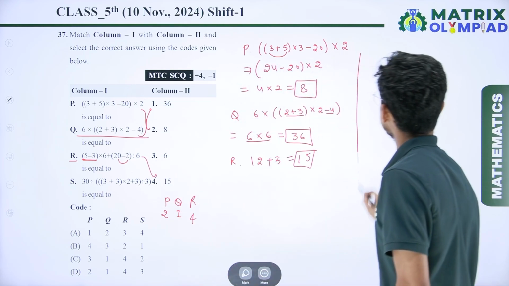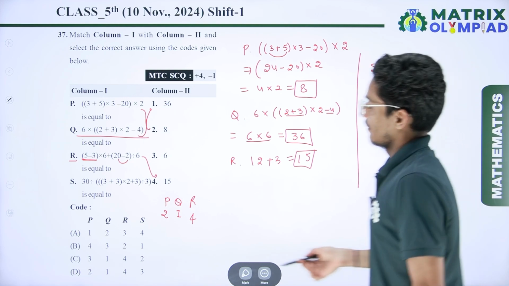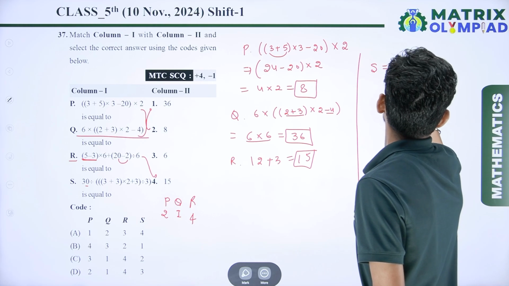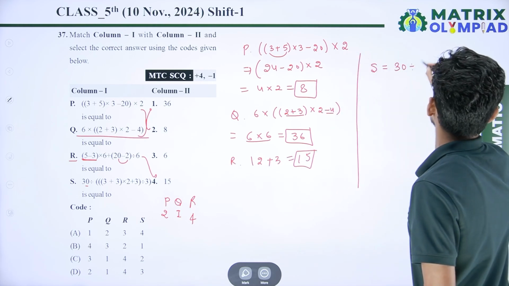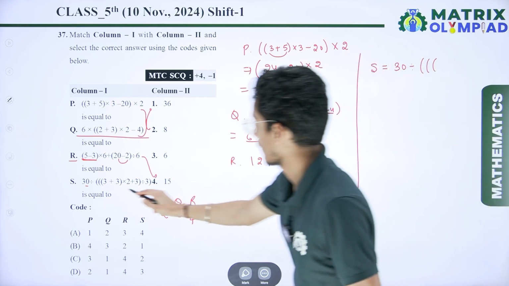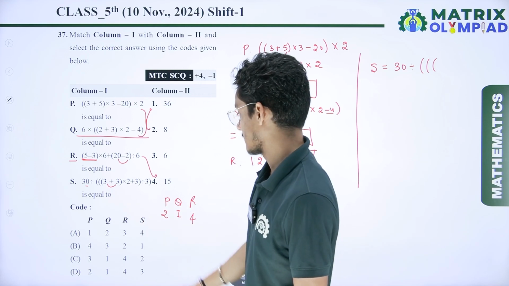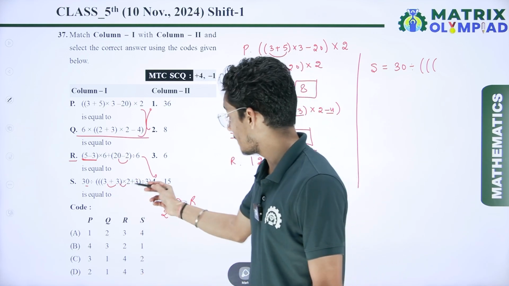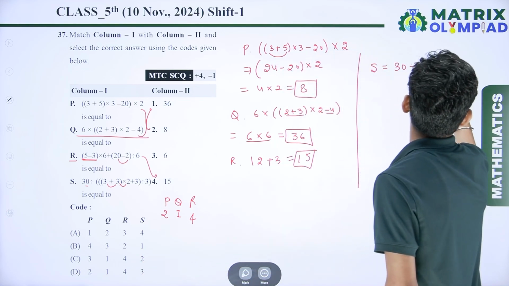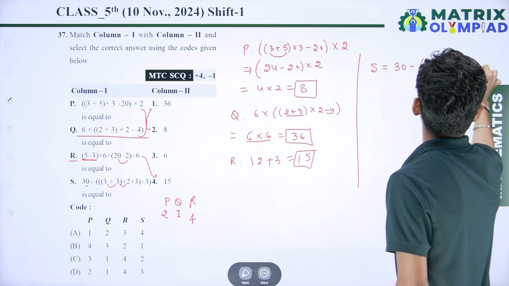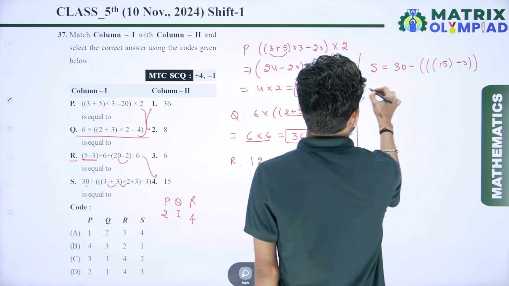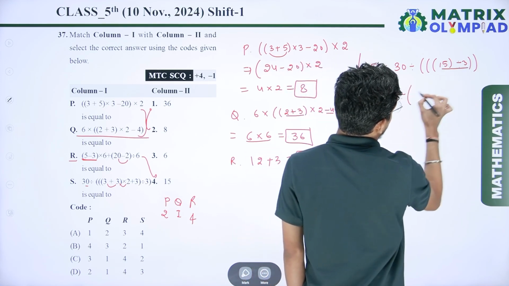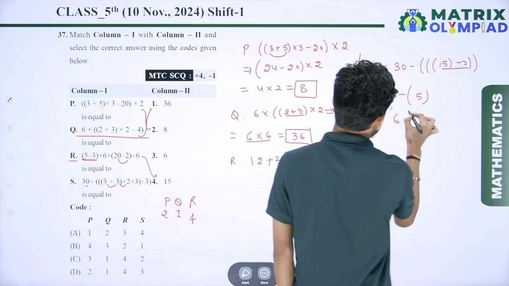If I talk about S, that is 30 divided by bracket 3 plus 3, 6. Okay, 6 multiplied by 2, 12, and 12 plus 3, that is 15. Here I get 15 and divided by 3 and bracket close and bracket close. So here 30 divided by bracket 5. So here I get the answer, that is 6.